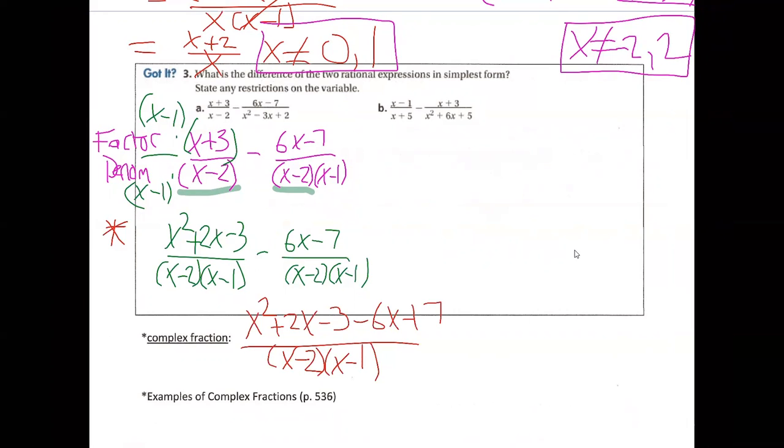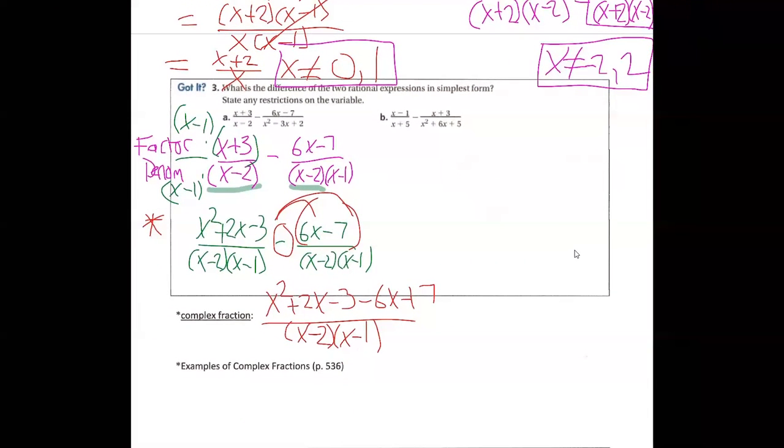So that's one thing you've got to be really careful with, because you're minusing this whole top. So minus 6x, but minus -7 is really a plus 7, if that makes sense. But from here, we're just going to clean it up a little bit and combine our like terms.